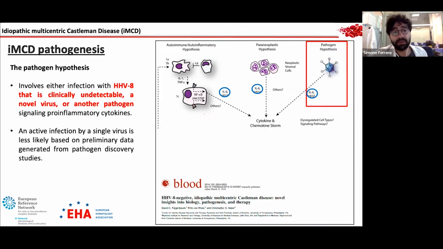And finally, the pathogen hypothesis. It is possible that this inflammation involves an infection with an HHV8 that is clinically undetectable, as is typical of HHV8 Castleman disease, or it could be due to a novel virus or another pathogen that we are still not able to identify. But as you can see in the graph on the right, all these hypotheses have a common pathway involving interleukin-6.